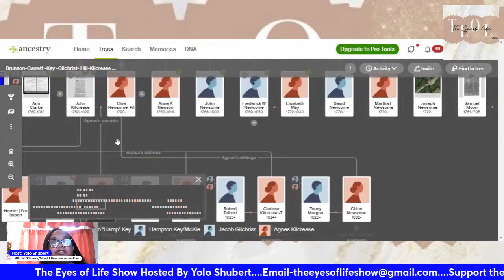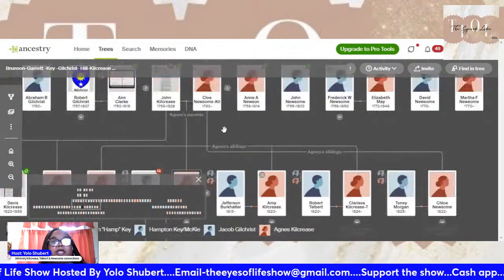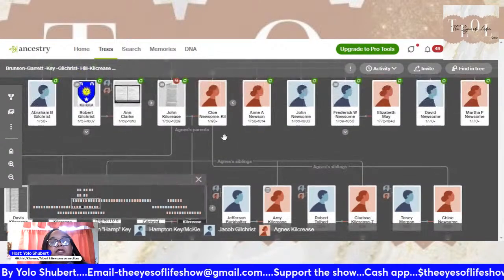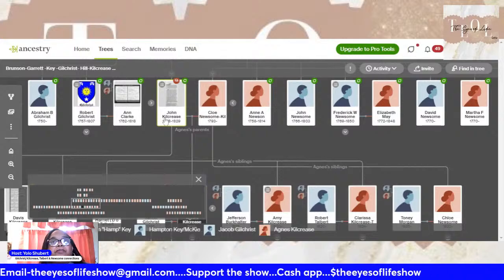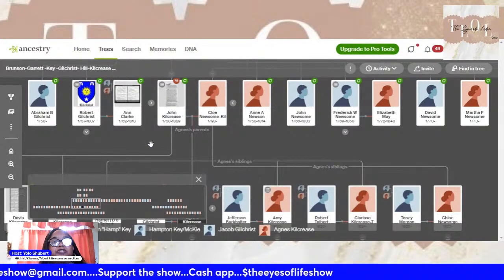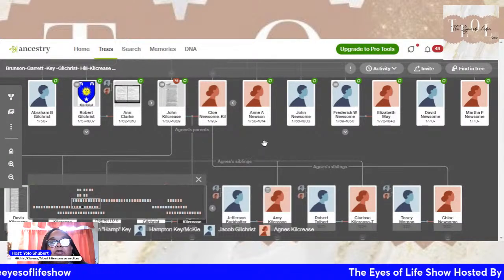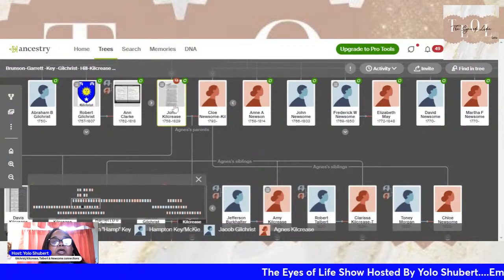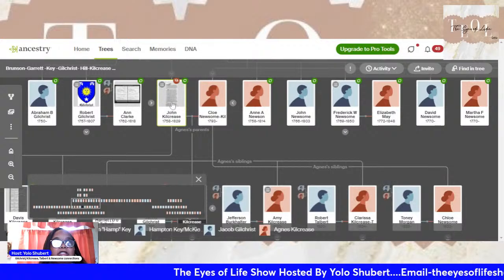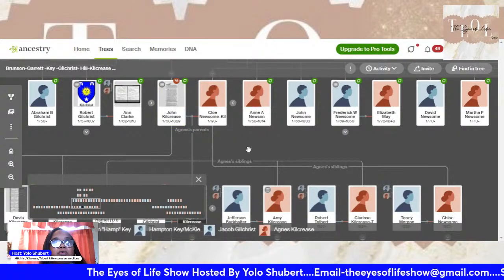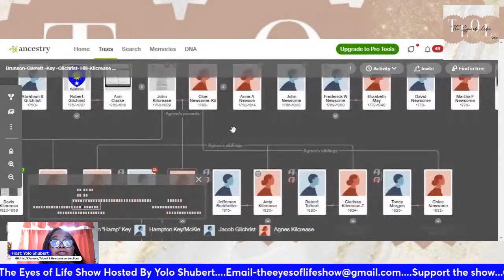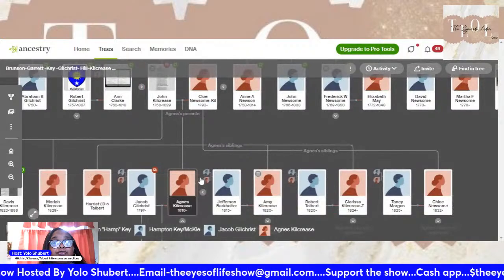Here is her sister Chloe. And Chloe just so happened to have been with John Gilchrist. Okay. She has four daughters with him. And we know this because we pull his son's children. So we know that he was the father to her children.